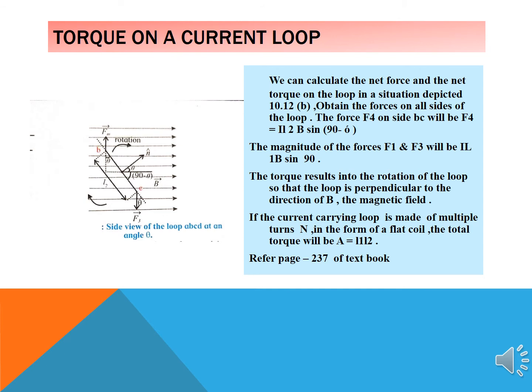If the current carrying loop is made up of multiple turns N in the form of a flat coil, the total torque will be given by N I A B sine theta, where A is equal to L1 L2, the area enclosed by the coil. So the above equation holds good for all planar coils irrespective of their shape in a uniform magnetic field.